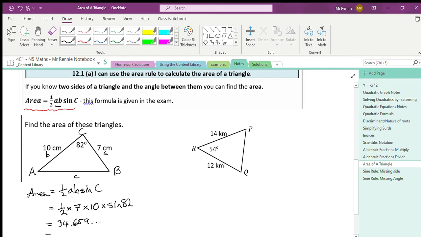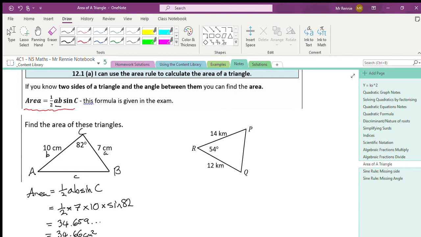Okay, so we always show the unrounded answer first. Round it to two decimal places unless it specifies anything else. So 34.66, and because our lengths were in centimetres, it's going to be centimetres squared. So remember, area means centimetres squared if our lengths are in centimetres. So that's how the formula works. Once you've labelled your triangle, you just put your numbers into it and you calculate it. Your calculator does a lot of the work for you.